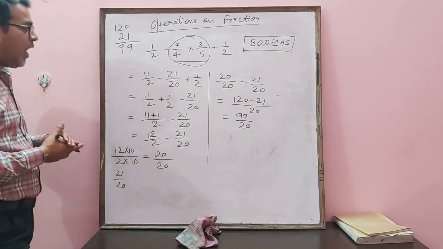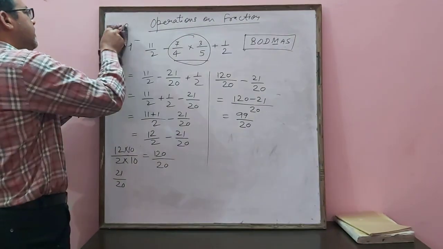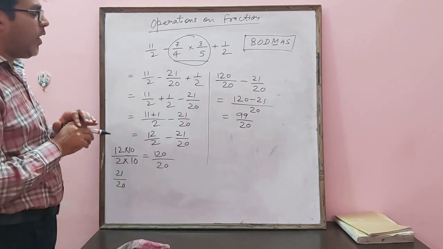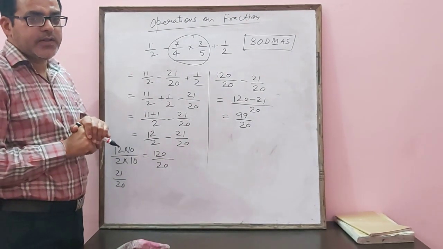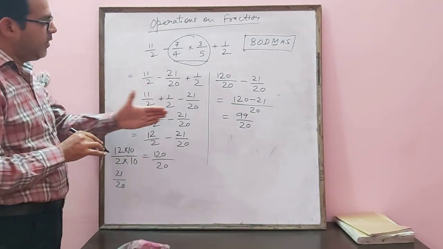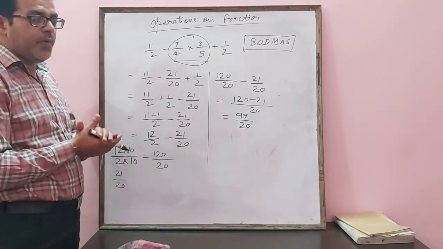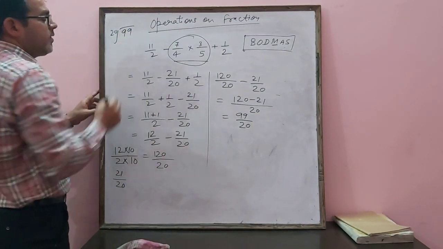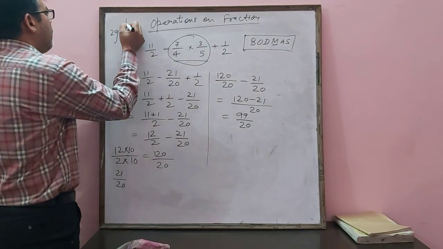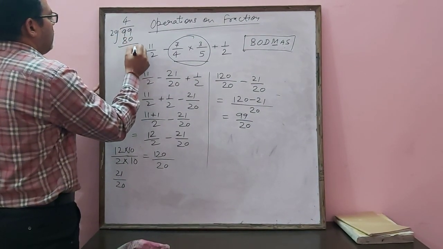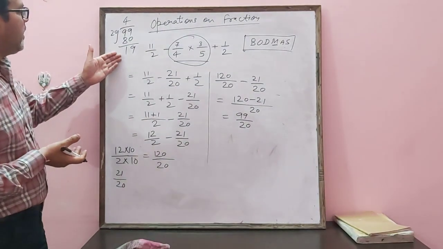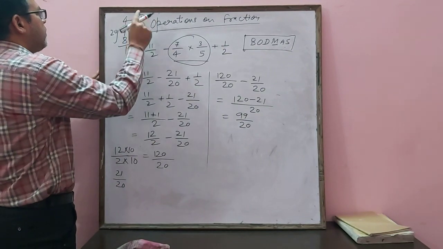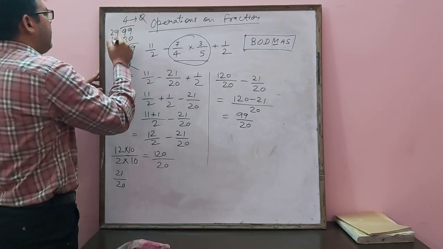99 by 20. Now you can see this 99 by 20 is an improper fraction. So the rule says that your answer should be either a proper fraction or in the form of a mixed fraction. So we have to convert this improper into mixed. How can we convert it? By dividing. So many times we have discussed it. How many times? 4 times. 4 twos are 8, 80. 19 is the remainder. This is the divisor, this is the quotient.